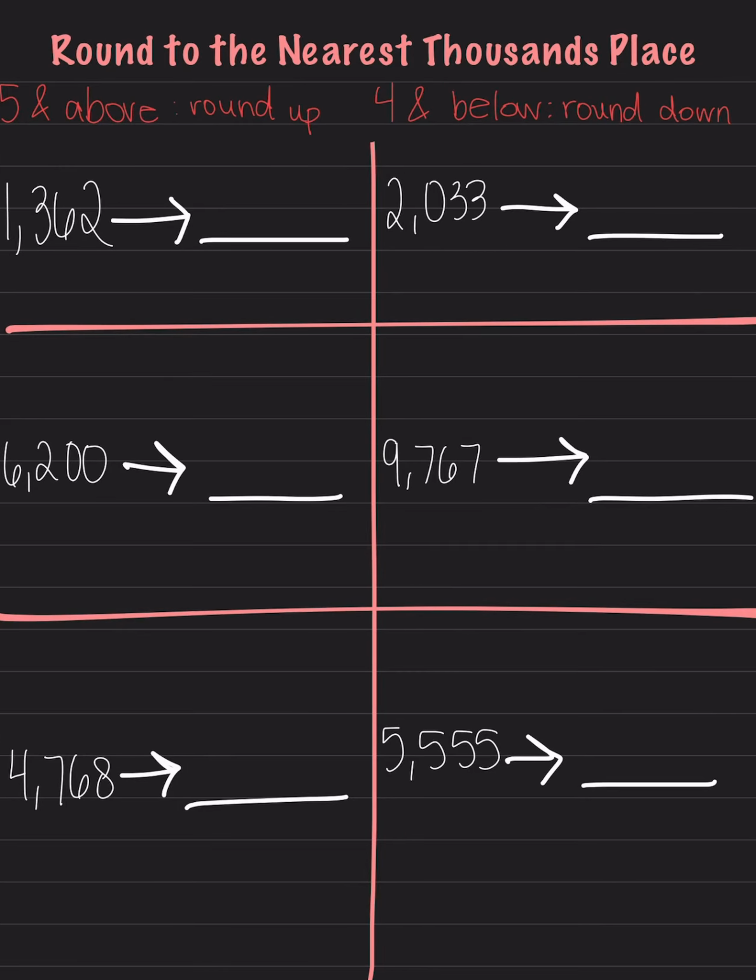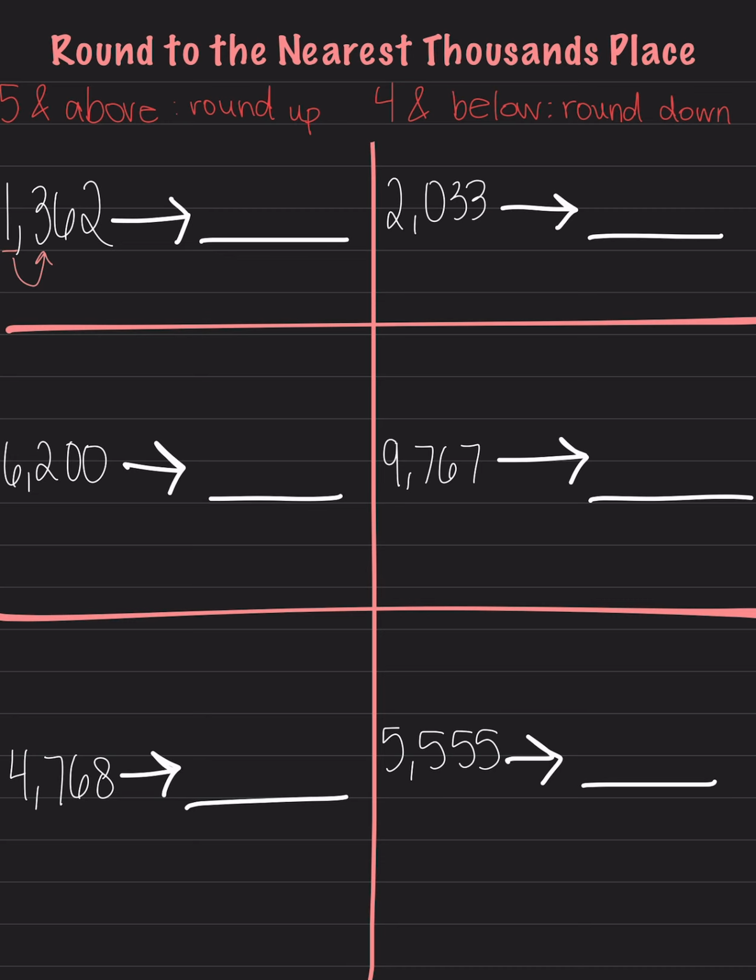Hi, in this video I will go over how to round numbers to the nearest thousands place. Starting off, I have the number 1362. I will first find the number that is in the thousands place, which is 1. Then I will look at its neighbor, which is 3. And I will ask myself, is 3 5 and above or 4 and below? I know that 3 is 4 and below, which means I have to round down.